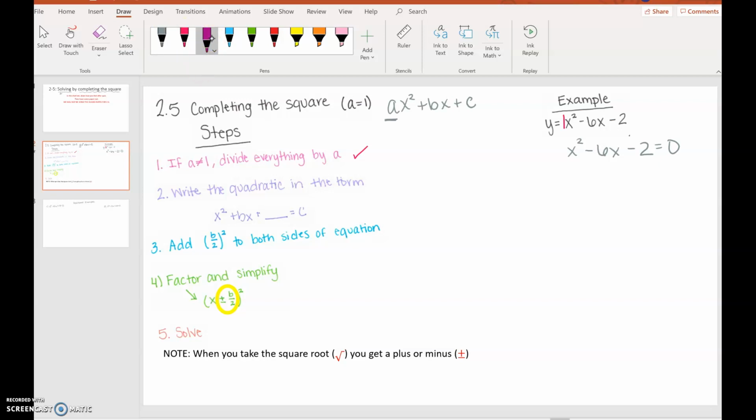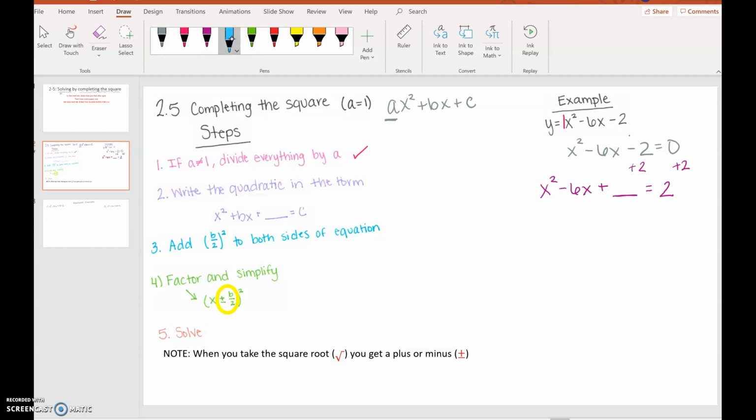So now we're going to get this constant, the c value, on the other side. So to do that, we're going to add 2 to both sides. And so then we have x squared minus 6x plus that blank spot. I'm going to leave a little blank spot there, equals 2. So now it's in this format here. So now that one is done.